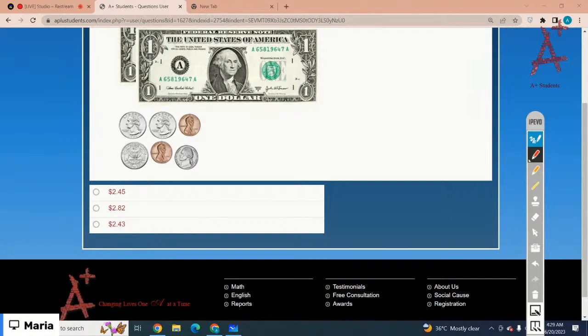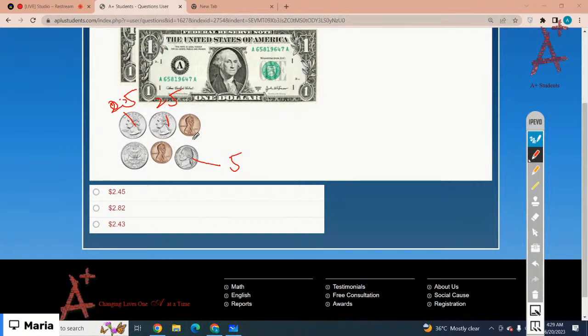Now you have to count the quarters. We can count the quarters by 25. So we have two quarters. You can count them by 25. Got it? And then you have nickel. You have one nickel. You can count the nickel by 5.